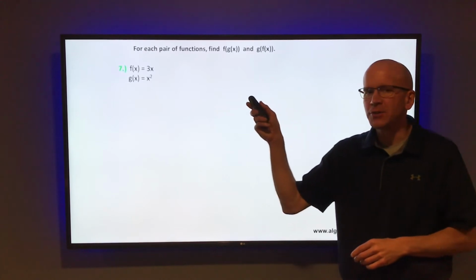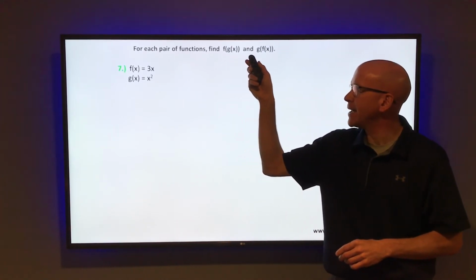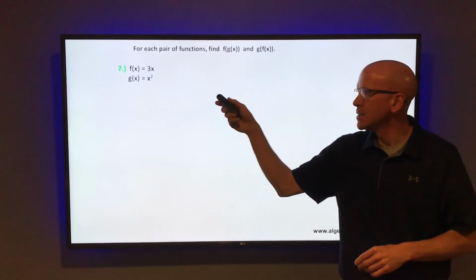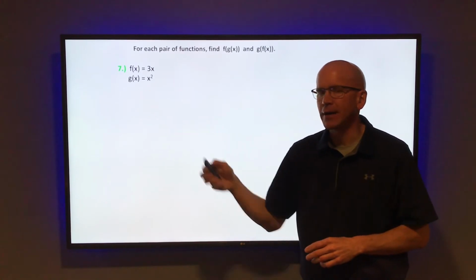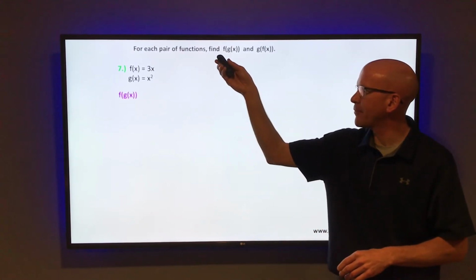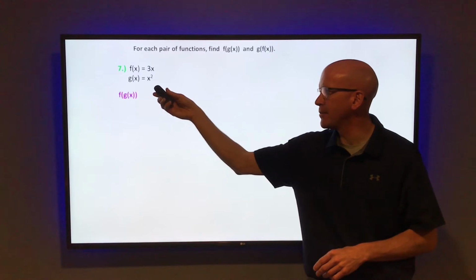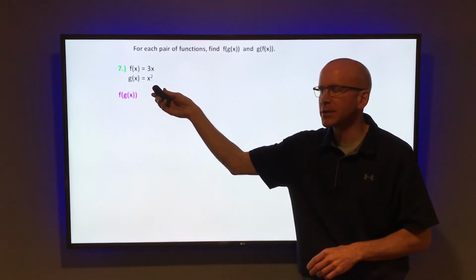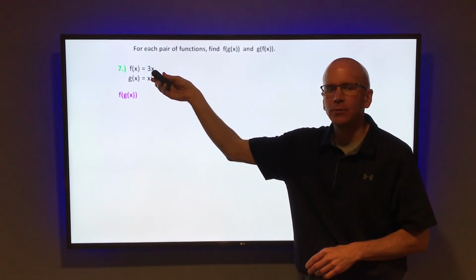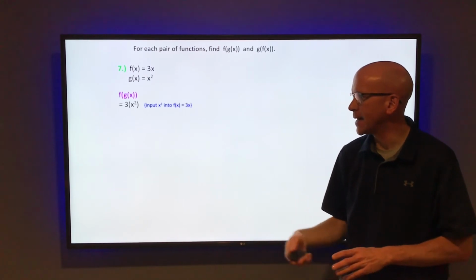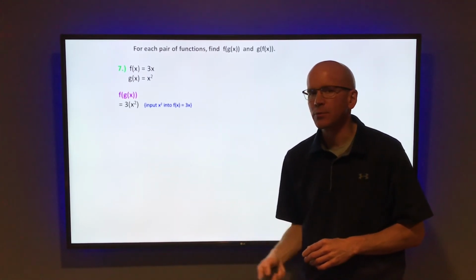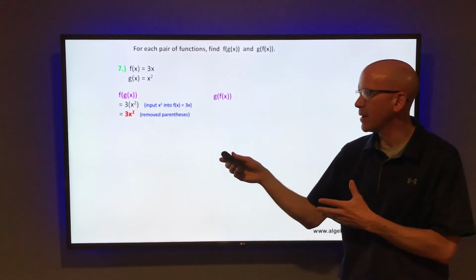For each pair of functions, find f(g(x)) and g(f(x)). So if f(x) is 3x and g(x) is x², to find f(g(x)), just take what g(x) is, that x², and substitute that in for x into f(x). So it'd be 3 times x², and that is just 3x². That is f(g(x)).